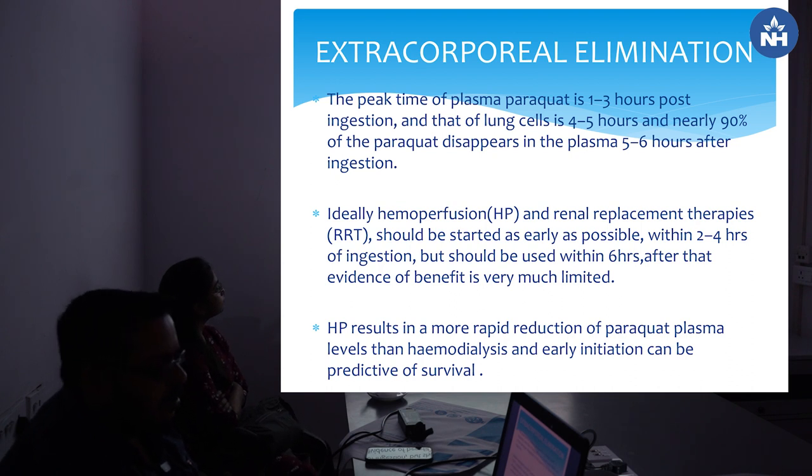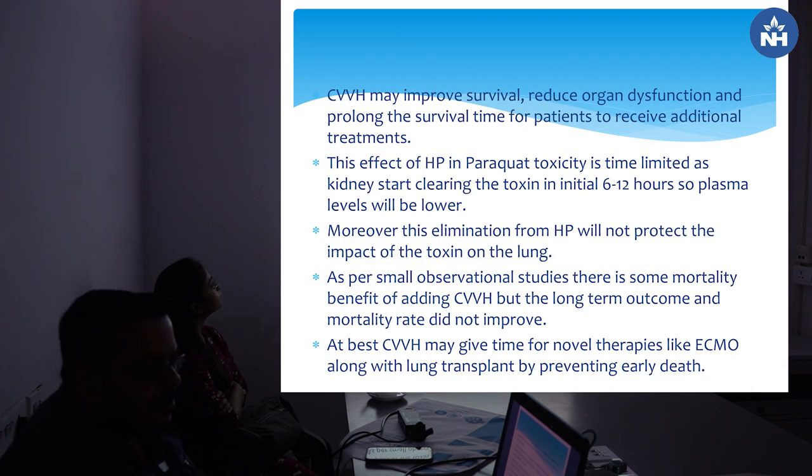Hemoperfusion results in more rapid reduction of paraquat plasma levels than hemodialysis, and early elimination can be predictive of survival. Continuous venovenous hemofiltration may improve survival, reduce organ dysfunction and prolong survival for patients to receive additional treatments. This effect of hemoperfusion in paraquat toxicity is time limited, as the kidney starts clearing the toxin in the initial 6 to 12 hours, so plasma levels will be lower. Moreover, this elimination from hemoperfusion will not protect against the impact of the toxin on the lung.